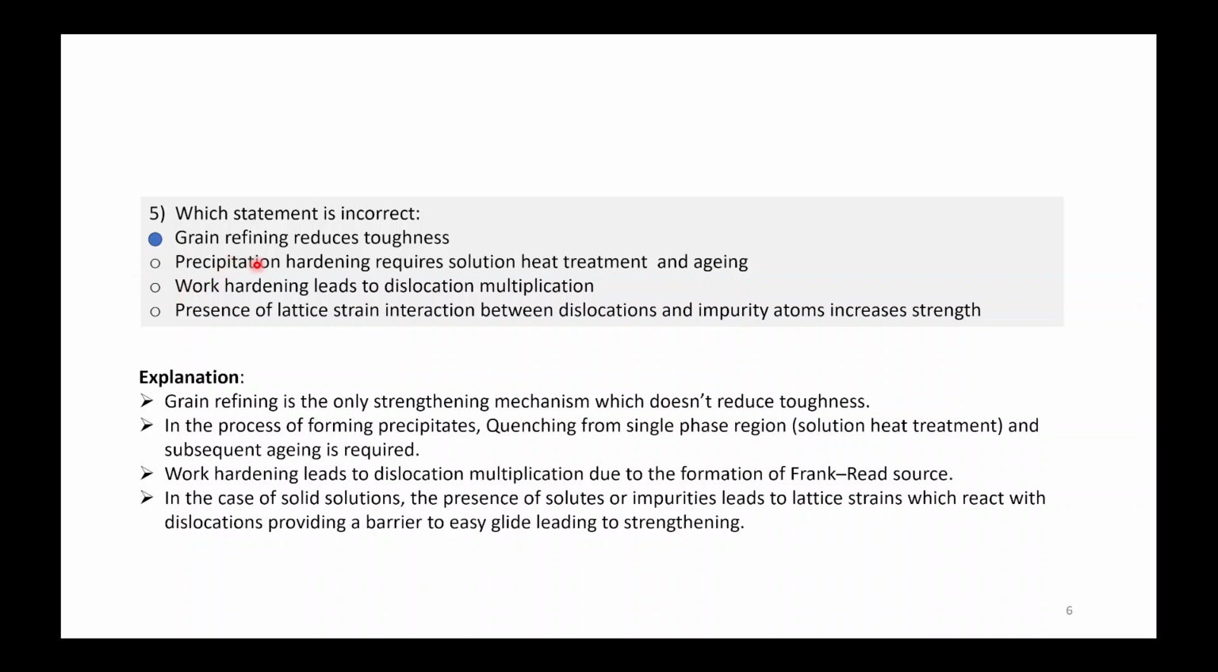And in case of precipitation hardening, we require quenching from single phase region, which is solution heat treatment, and subsequent aging is required. And work hardening leads to dislocation multiplication, because of formation of Frank-Read source. And in the case of solid solution, the presence of solutes or impurity leads to lattice strains which react with dislocations, providing a barrier to easy glide, leading to strengthening.